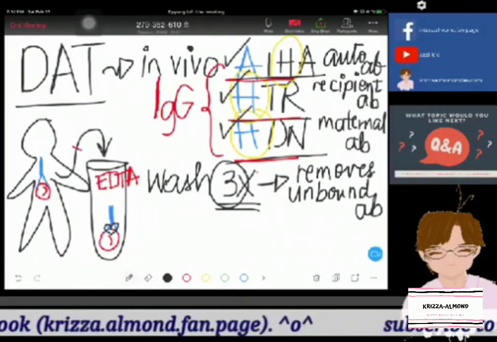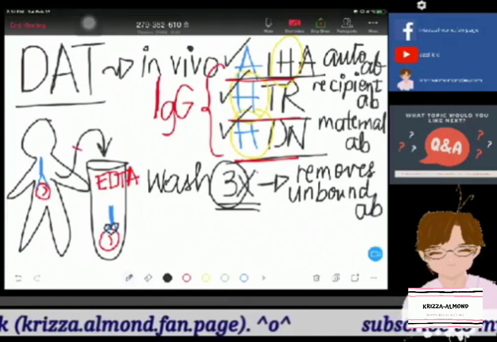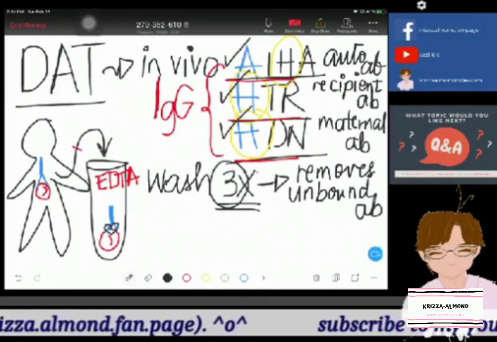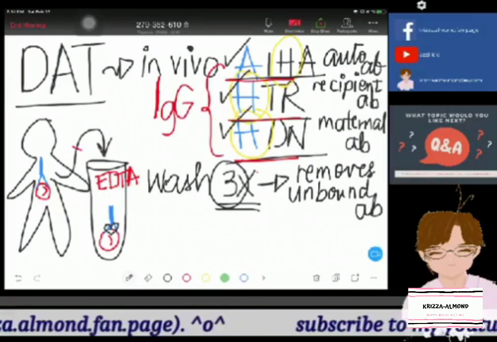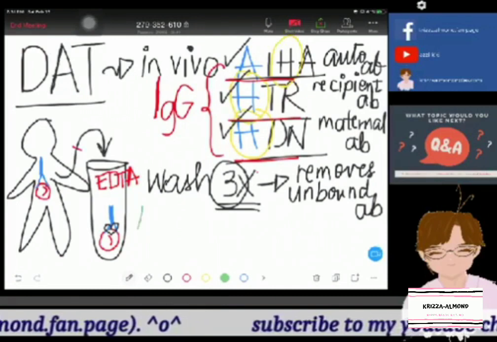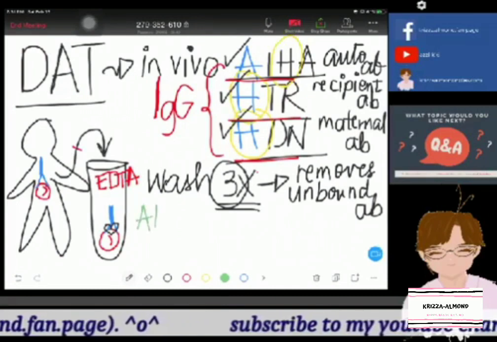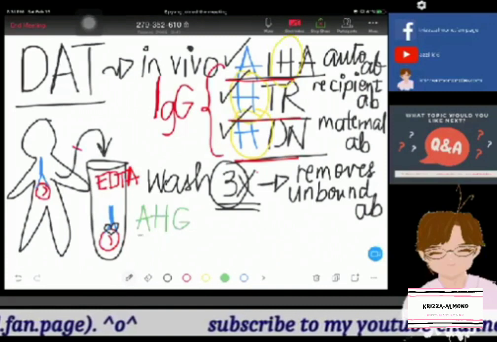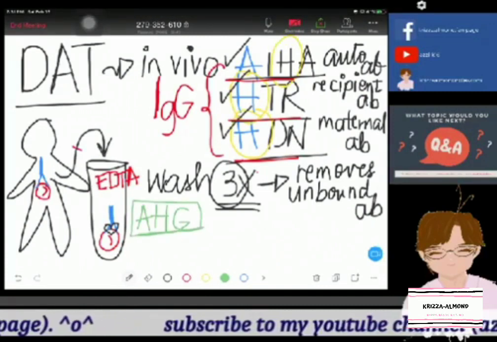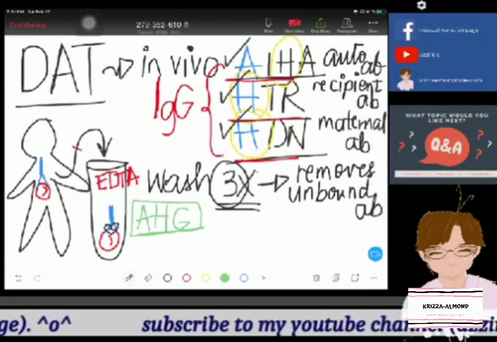Alright? So, after washing, we then incubate at room temperature. Ay, by the way, before we do that, ito yung pinaka-super important para ma-detect natin. After washing, we will then add the anti-human globulin reagent. Okay? And I'm using a green ink here because you have to remember the color of this anti-sera. Okay?